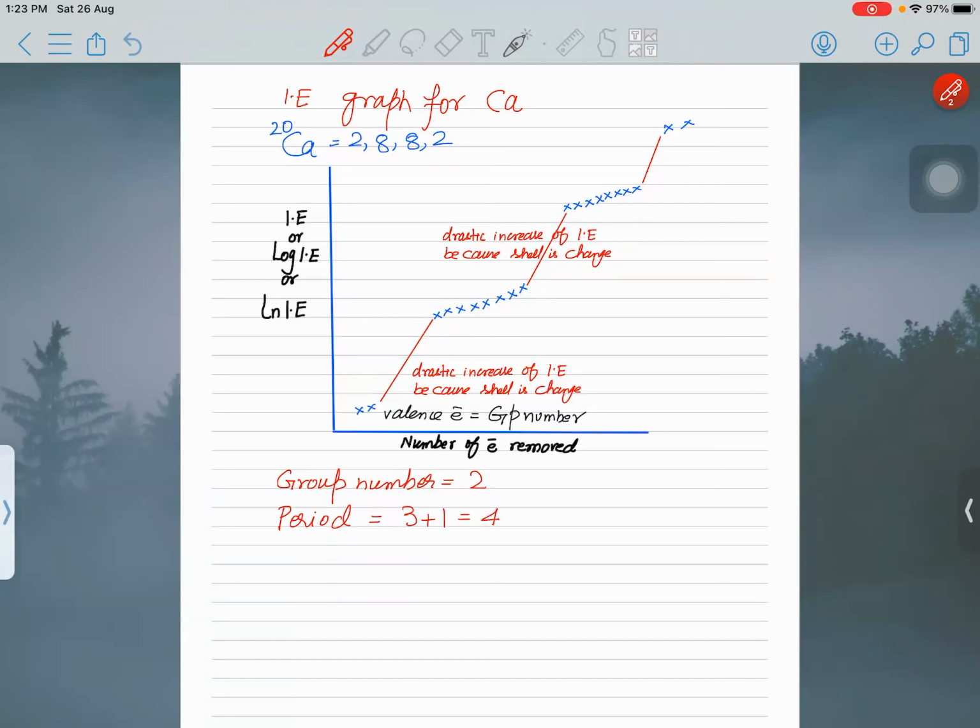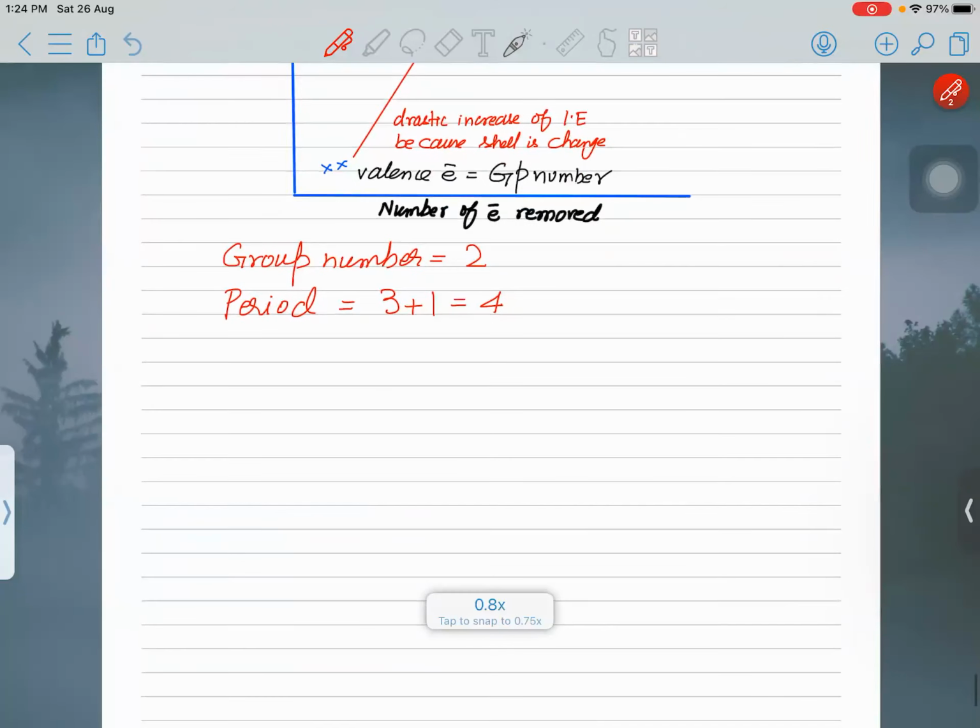Now you can check the group number and period for calcium from the periodic table, to see whether I am right or wrong. Group 2, yes, you're right. Very good. So ionization energy tells us about the group number and period number.